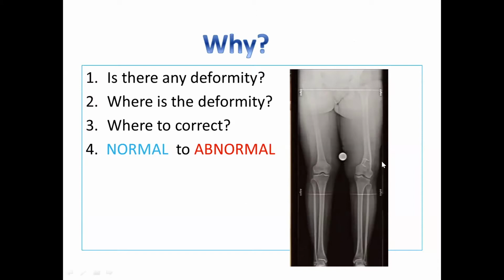And where is the deformity? Is it in the femur? Is it in the tibia? And if we have to correct it, where do you need the correction? To know where the deformity is, first we have to know the normal. Only when you know the normal, because even normal there can be a little variant, then we can measure the abnormal. So today I'll be mainly talking about the normal alignment and the various terminologies used.